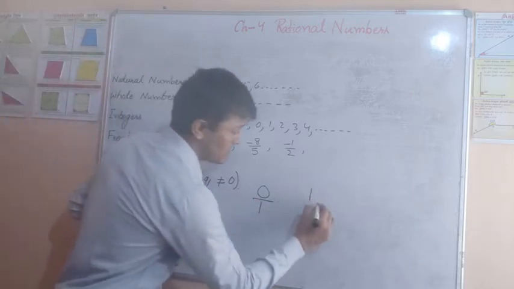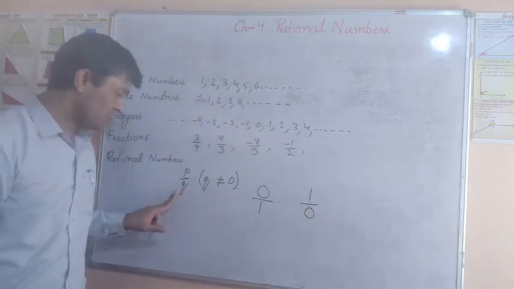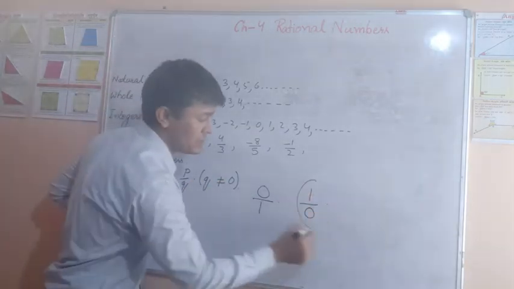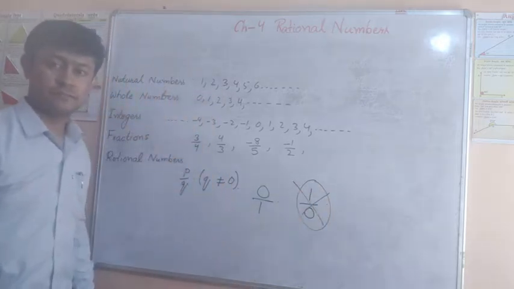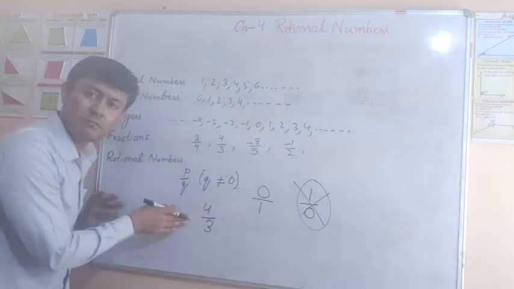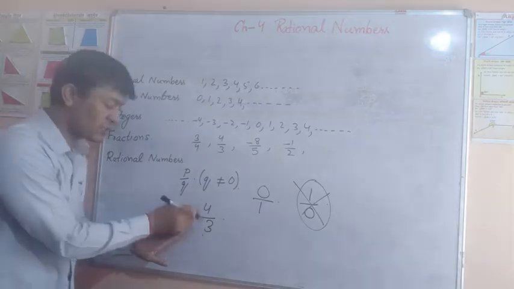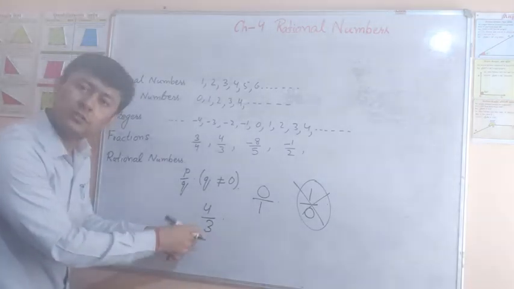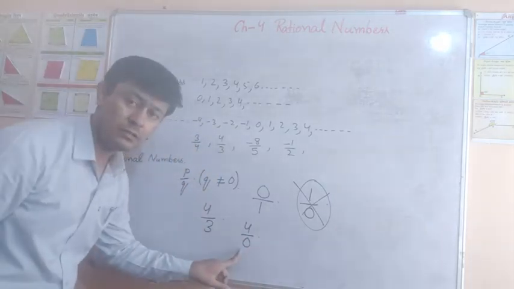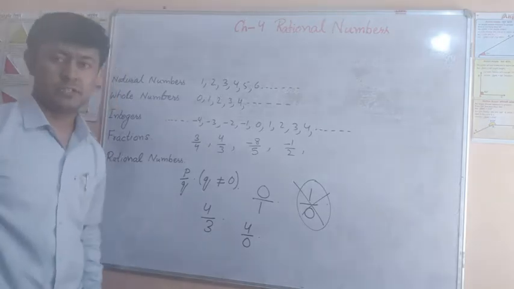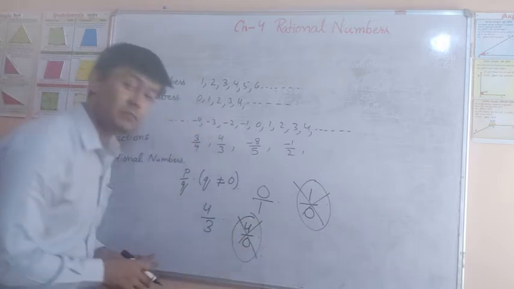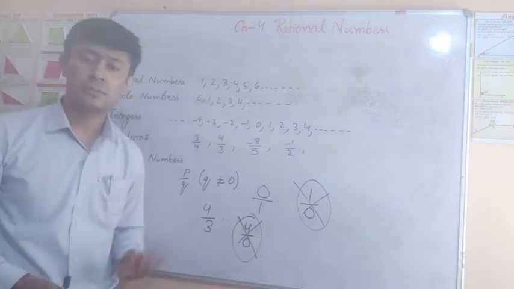Now if we reverse it, q should not be zero, meaning the denominator should not be zero. Here, what is the denominator? Zero, meaning this is not a rational number. Got it? Okay, see the next one. Suppose 4/3, is it a rational number? Yes, it is a rational number because it is in the form of p/q and the denominator is not zero. It is a rational number. Now 4/0, is this a rational number? No, this is not a rational number. Why is this not a rational number? Because the denominator is zero. Only keep the denominator in mind, the denominator must not be zero.